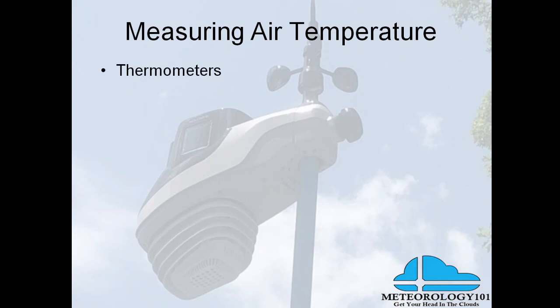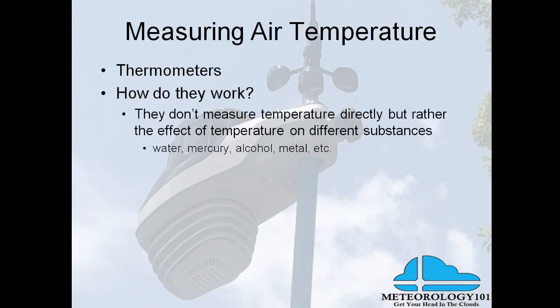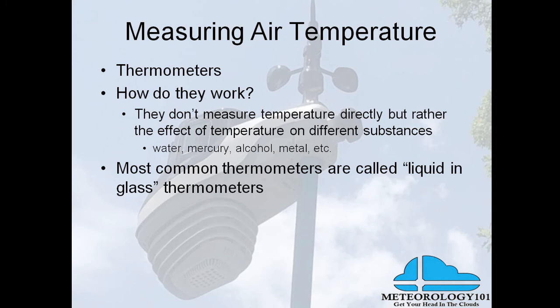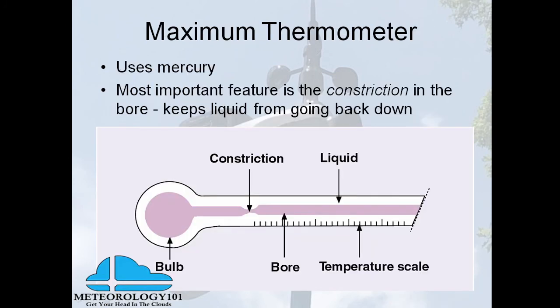All right, so to measure air temperature, we use thermometers. How do they work? They don't measure air temperature directly, but rather the effect of air temperature on different substances. So water, mercury, alcohol, and metal. That's just a few things that we use to measure temperature. The most common are called liquid-in-glass thermometers. The liquid is usually alcohol, if it's red, or mercury.